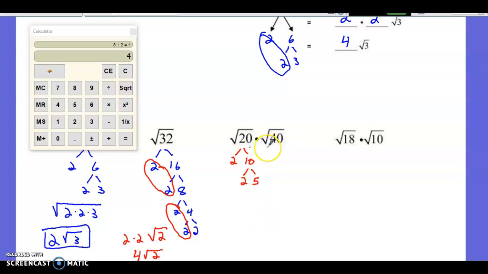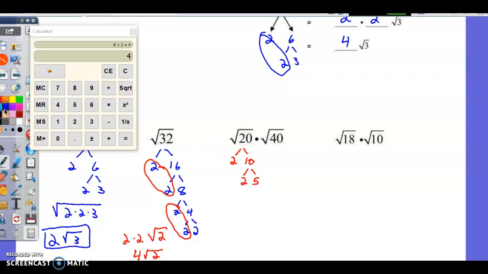I'm going to break down my 40. I'll go ahead and switch colors here. So I have 2 and 20. I can break down 20, 2 and 10, and then 2 and 5. So if we look at all of our numbers here in our prime factorization, I have 1, 2, 3, 4, 5 2's. So I'm going to write those down. 1, 2, 3, 4, 5 2's, and then I have 2 5s. Those are essentially all underneath the radical.